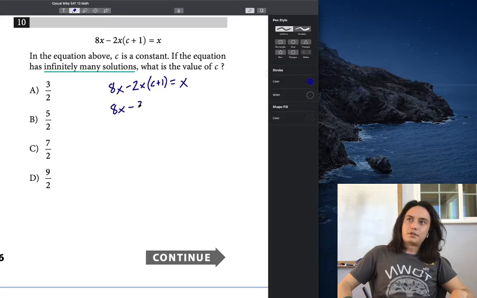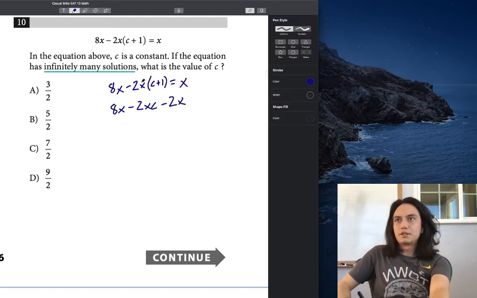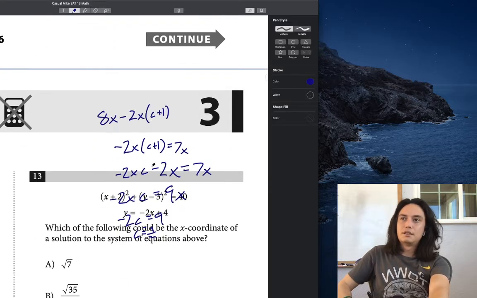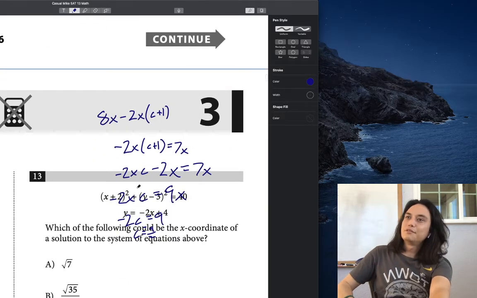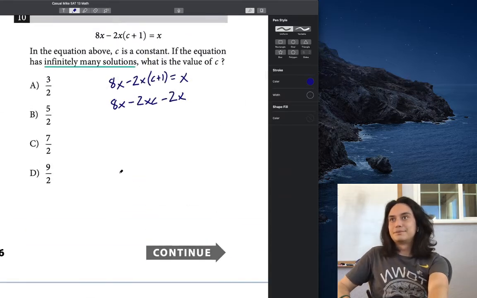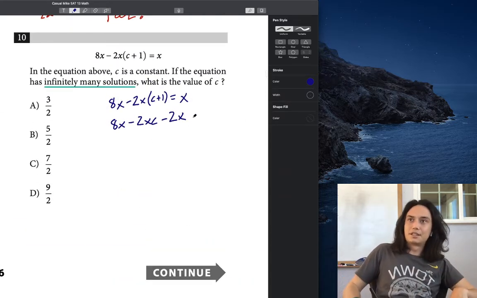This is minus 2xc plus, oh, this is minus 2x, oh, that's what I did wrong. Minus 2x plus 1. Minus 2x times 1 is negative 2x. I bet that's what I messed up. I didn't mess that up. Oh boy, I made some kind of big mistake. And this is going to equal x.